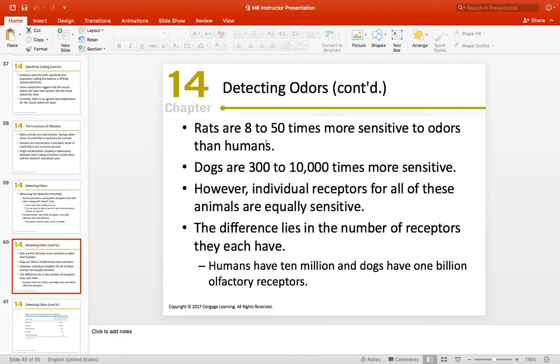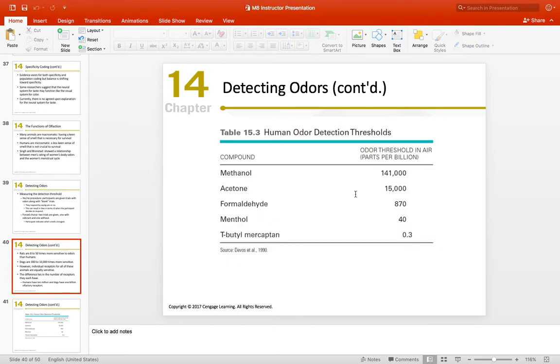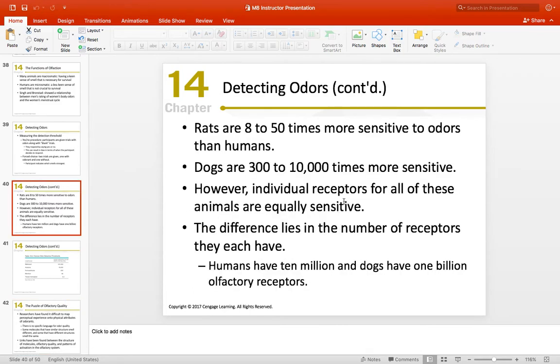It turns out that humans are not terribly effective at identifying odors compared to other species. For example, rats are 8 to 50 times more sensitive to odors than humans. Dogs, 300 to 10,000 times. All right, there's a reason why the canines are used to sniff for drugs, and not humans. That would be ridiculous. We just would not be able to detect them. We simply lack the number of olfactory receptors they have. Humans have about 10 million. Dogs have a billion. All right, so that's a huge difference.